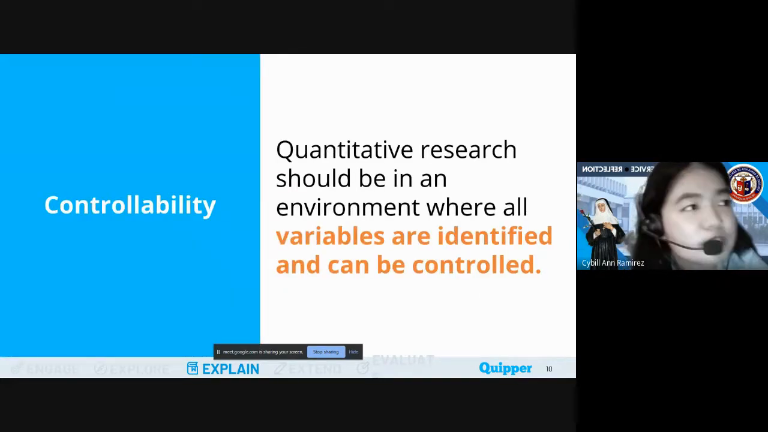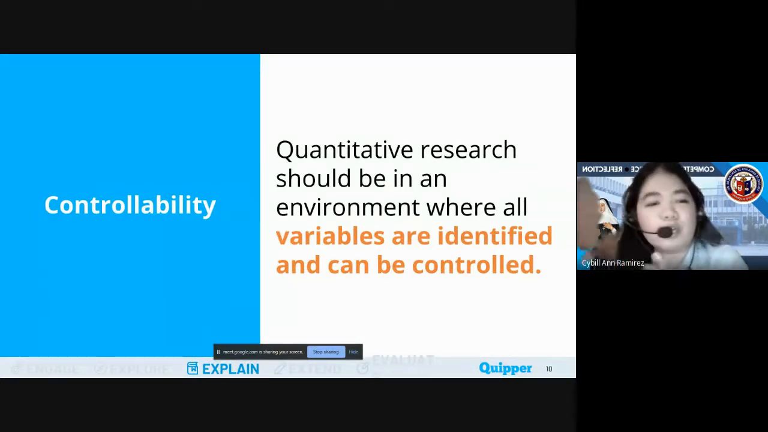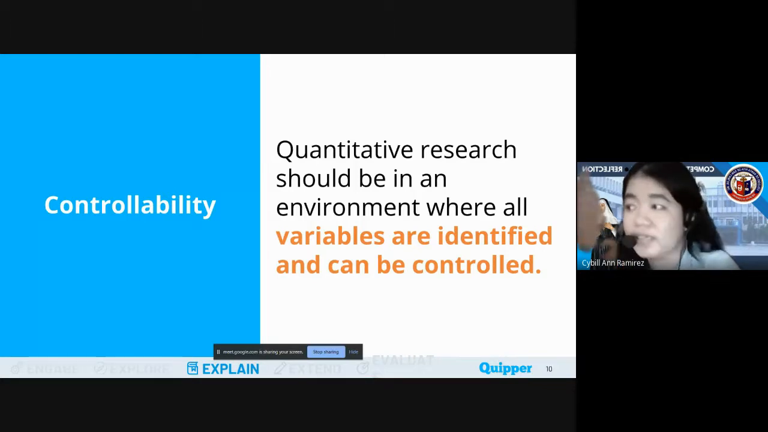So, let's start first with controllability. Quantitative research should be in an environment where all variables are identified and can be controlled. That means that you actually have the ability to control. In what sense is there controllability in quantitative? You have the ability to control how many questions you're going to provide, and what kind of questions you're going to include in your survey questionnaire.